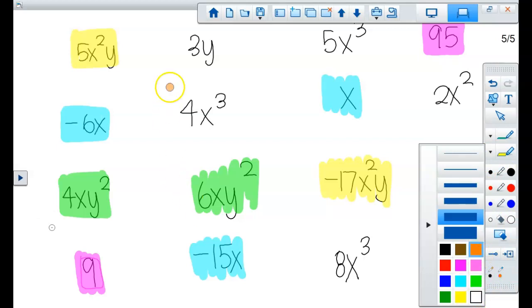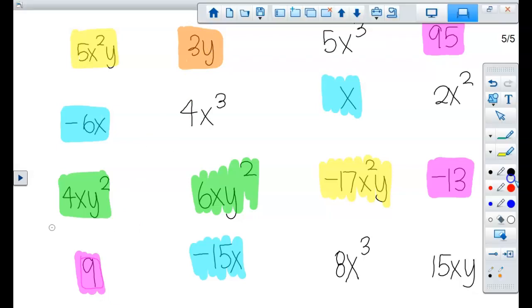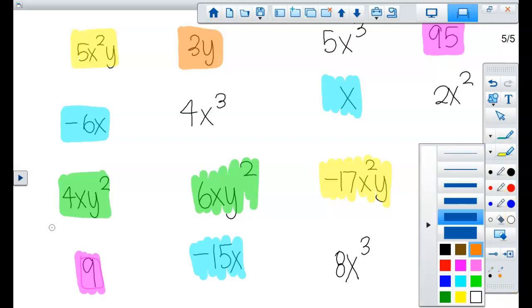Next up, we have 3y. 3y, last name of y. Does anybody else have a last name of just y? I don't see anybody, so he is all alone. He does not have a like term.